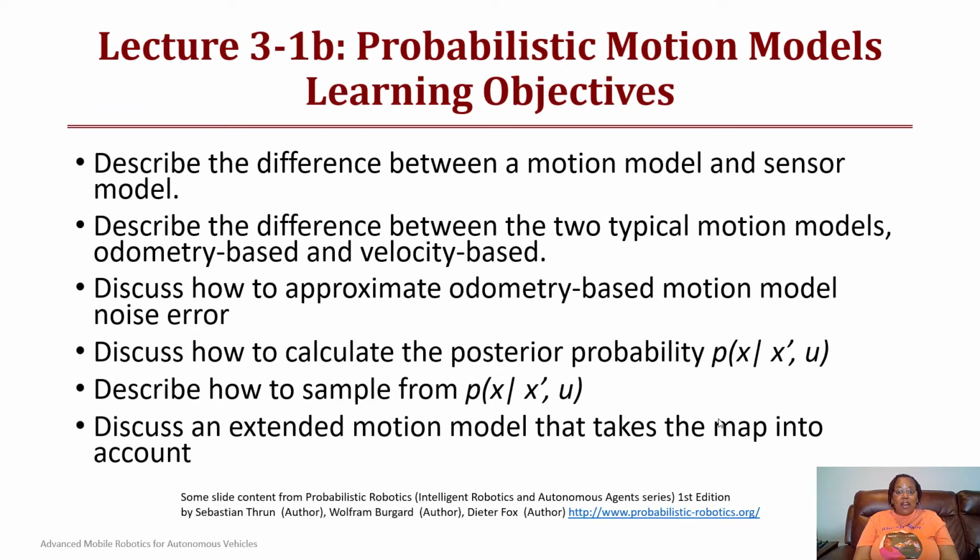Today is the second part of our lecture on probabilistic motion models. The learning objectives include discussing the difference between a motion model and a sensor model, the difference between two typical motion models, including odometry-based and velocity-based, to discuss how to approximate odometry-based motion model errors, and also to find velocity-based motion model errors, and to discuss how to calculate the posterior probability P of x given x prime and u, and how to sample the probability x given x prime and u, and to discuss our extended motion model that takes into account the map or environment.